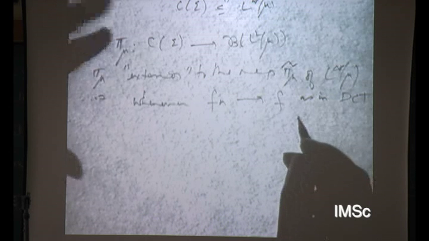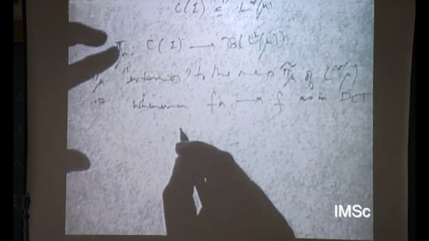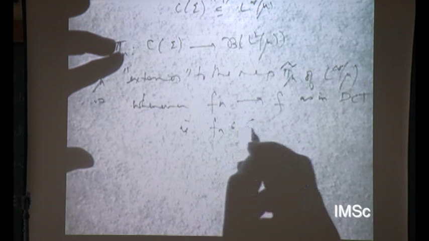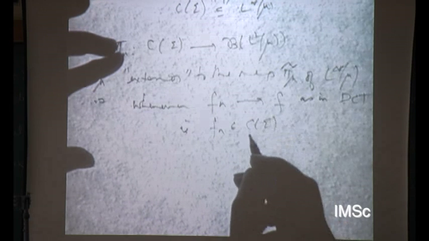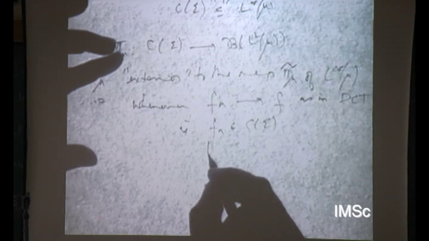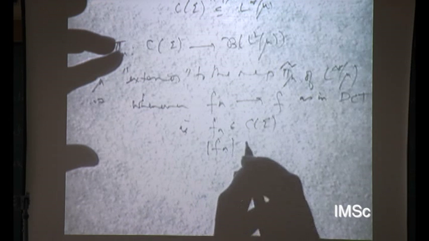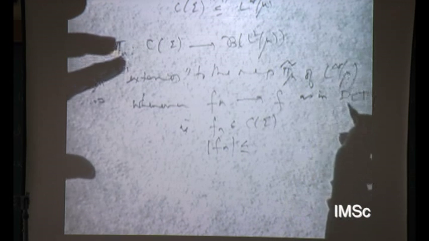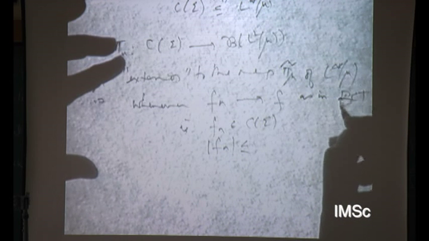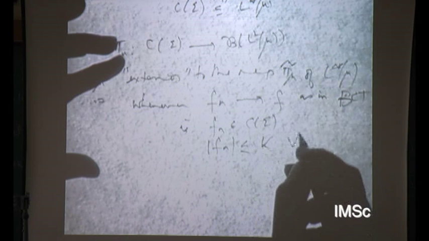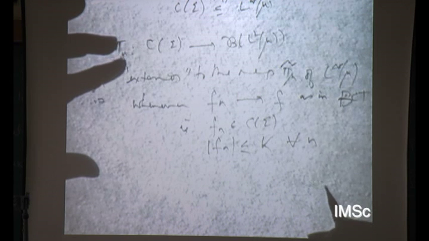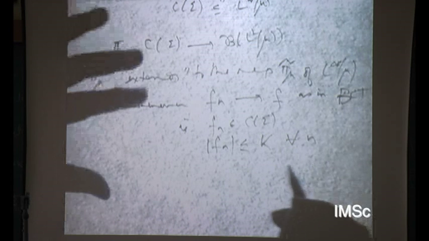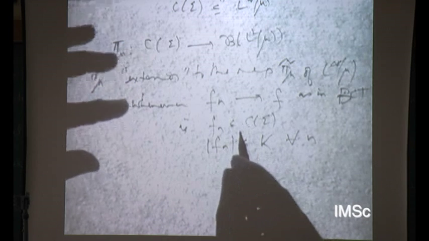So what I mean is, suppose I have a continuous function Fn, and suppose, as in bounded convergence, mod Fn is at most k for all n. You have a sequence of uniformly bounded continuous functions which converge pointwise.